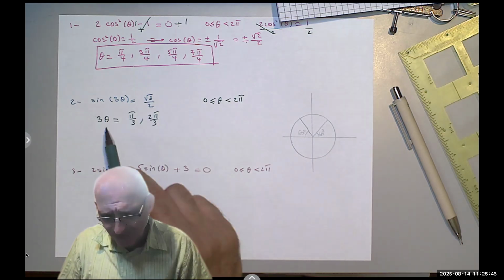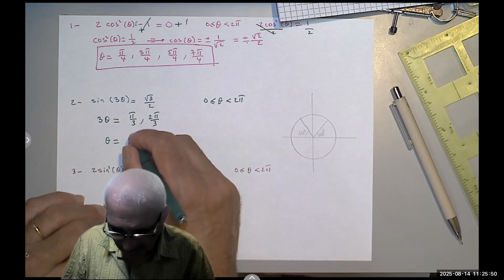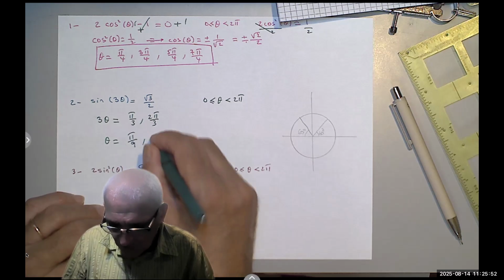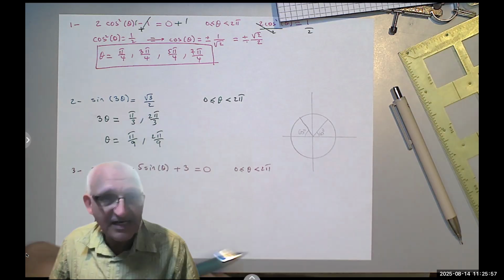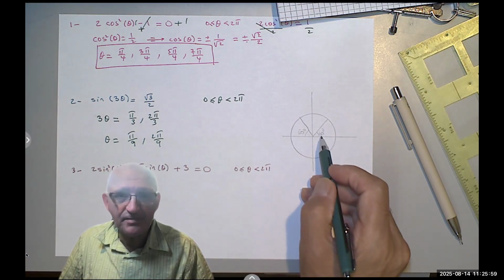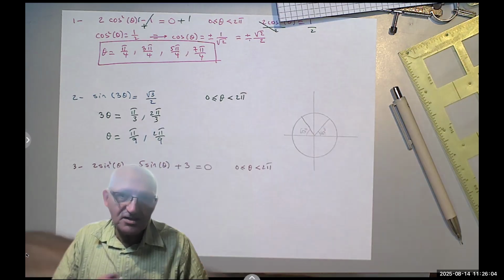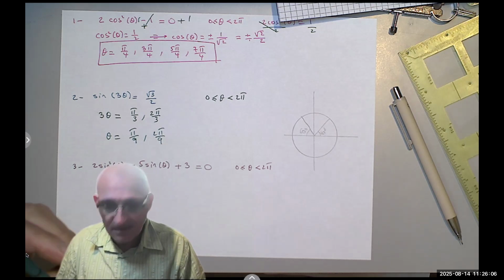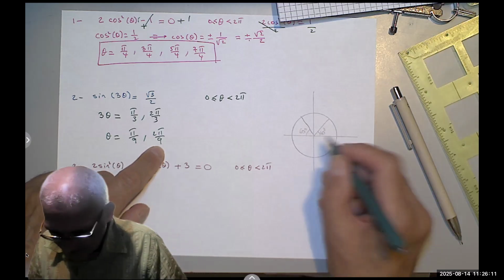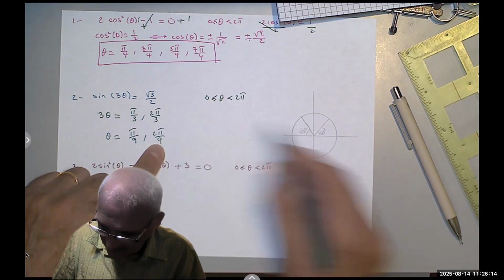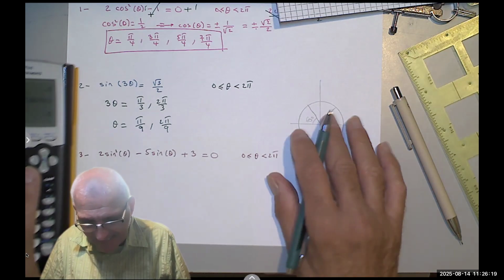Notice, they didn't ask me for 3 theta, they just want theta, so I will divide both sides by 3 and get pi over 9 and 2 pi over 9. Again, you can switch that into degrees. Of course, you divide 60 by 3, it's 20. And 2 pi over 9 would be just the supplementary angle of that, which is 40. So we can check even that.